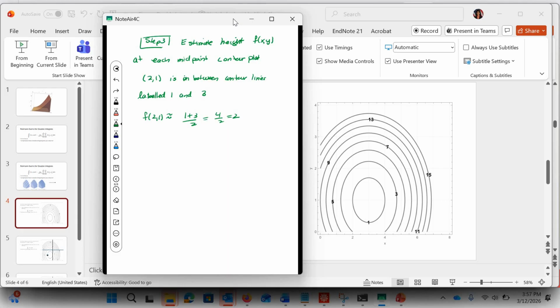I usually find midpoint 6, 1 between 11 and 9. So you find the average. So right here, this line's 11. This line is 9. So you're just taking the two lines. If you find the point that's between the two contour lines, you're just taking that.